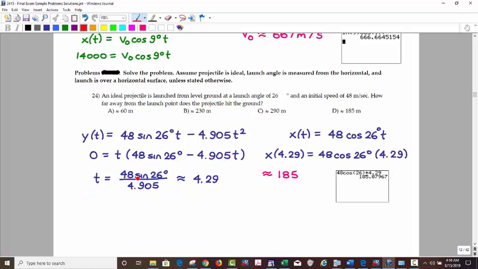You'll get t equals 48 sine of 26 degrees divided by 4.905. You get approximately 4.29, which is telling you that's not the answer. That's telling you how long before it gets to the ground. Okay, well then the x, that's your distance, your range, how far does it go? So the x equation is 48 cosine of 26 t, and now we just put in 4.29 for the t. That will tell us how far it will go in 4.29 seconds. So according to the results in the calculator, of course, degree mode again, it looks like it's going to be approximately 185 meters.